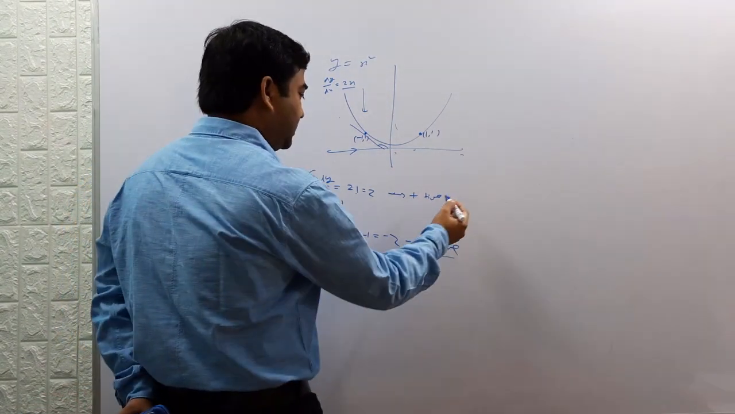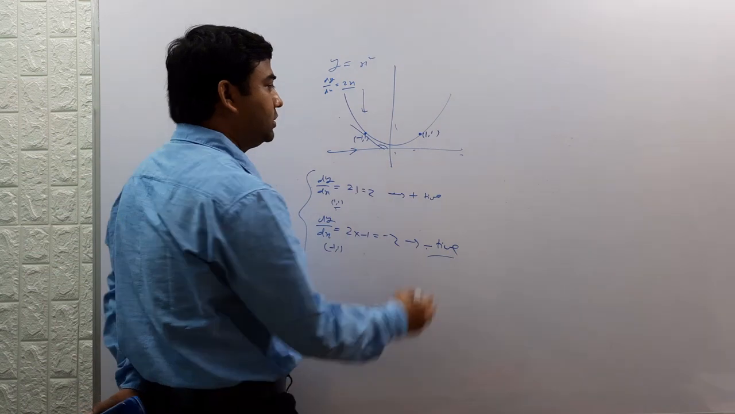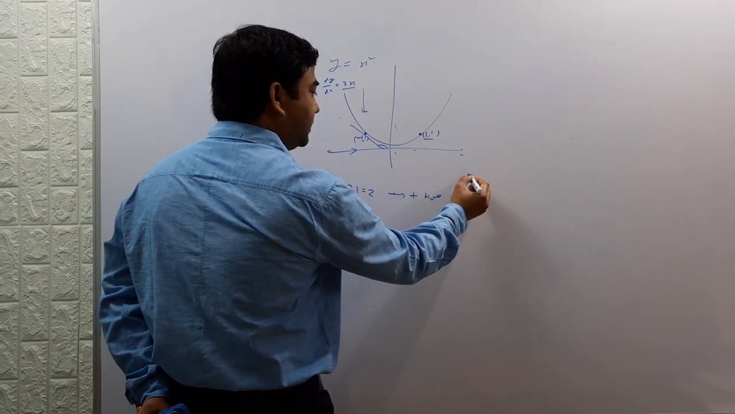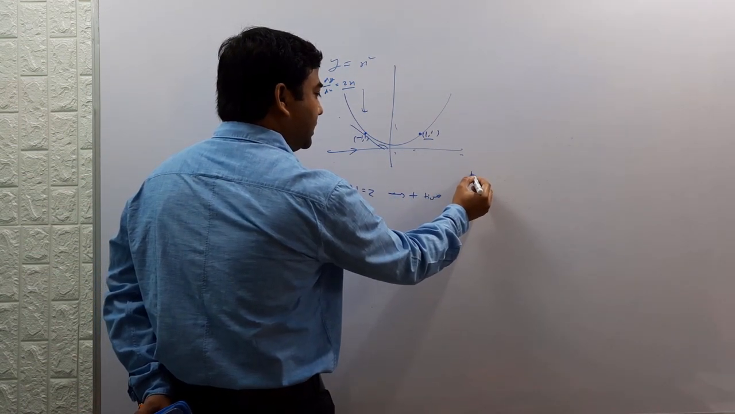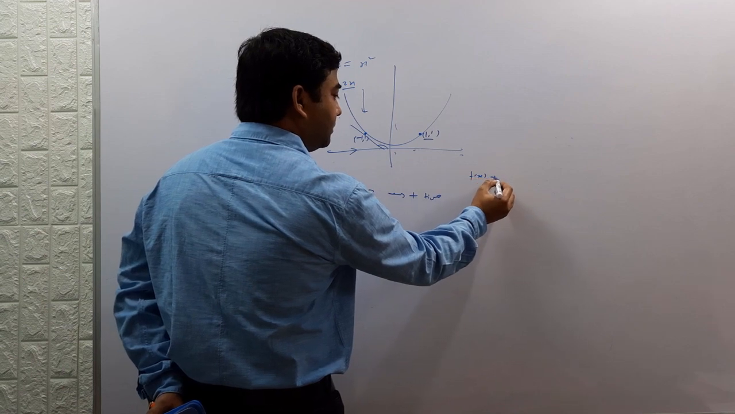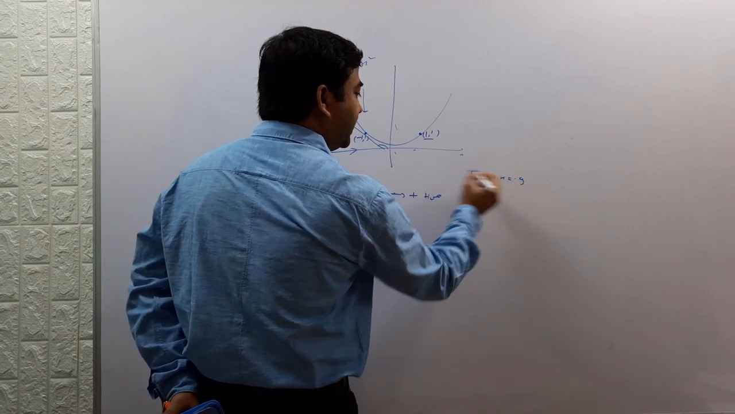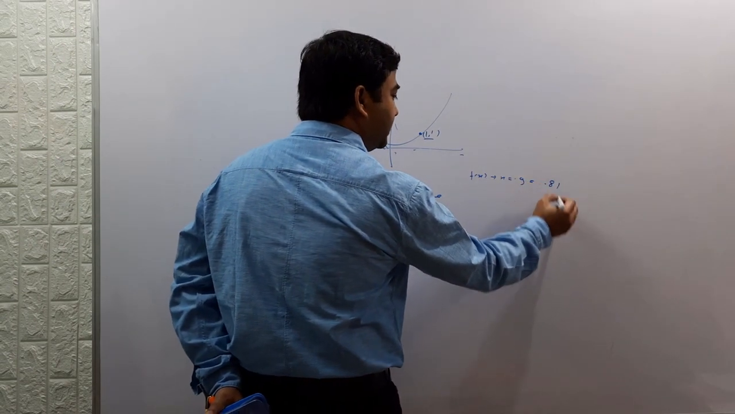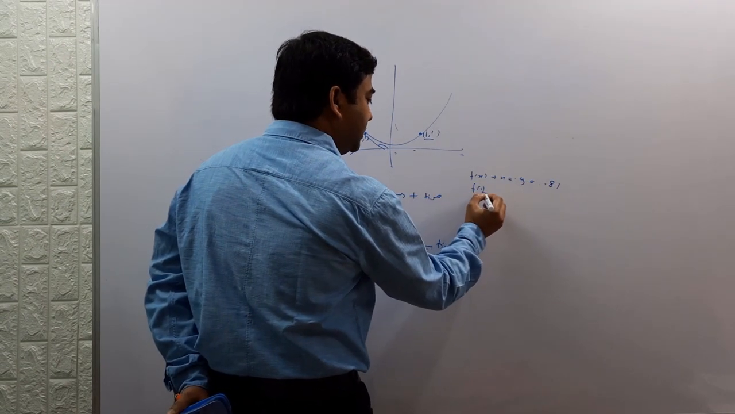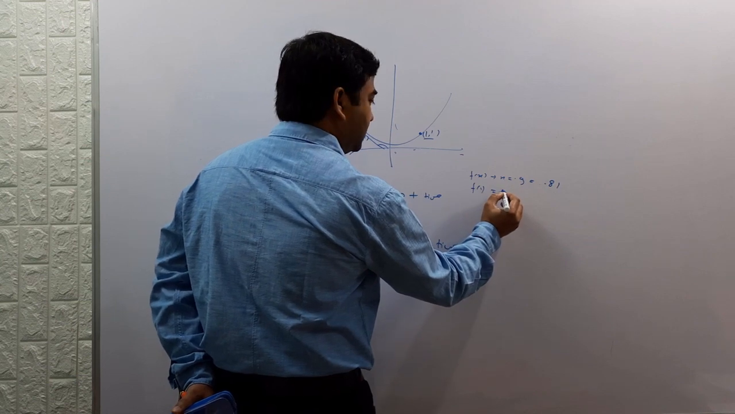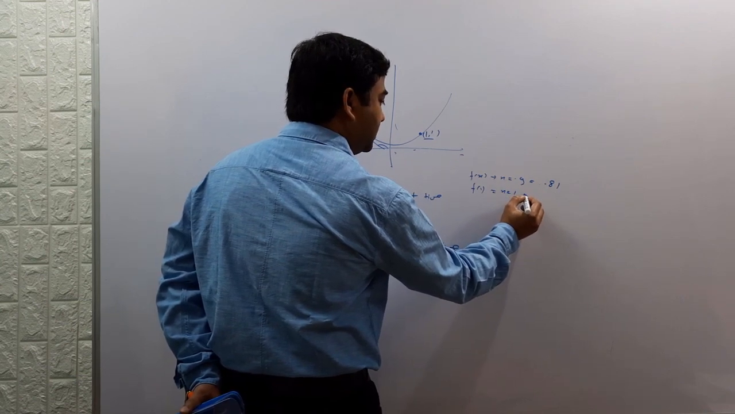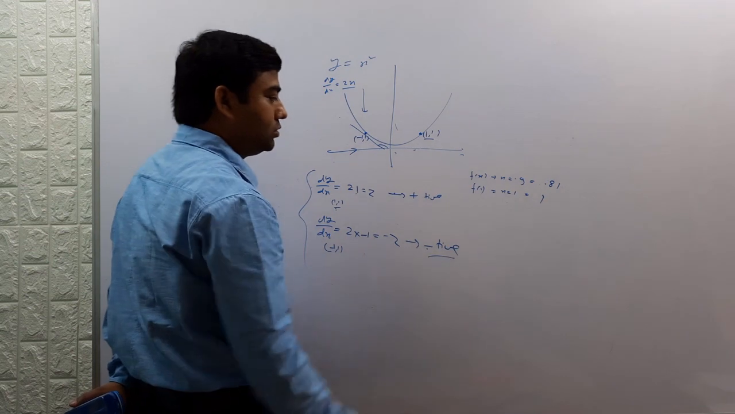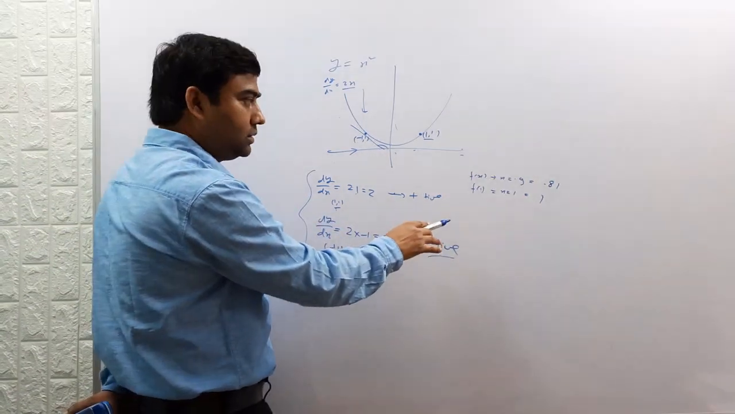You can also find at this point whether the function is increasing or decreasing. At point (1, 1), you just find f(x) at x equal to 0.9. It is 0.81, and if I put the value x equal to 1, it is 1. Okay, it is a crude method.